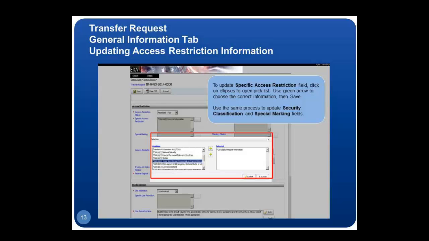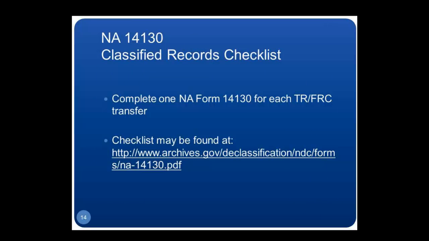Back in the whole classified records arena, I did want to mention again that the National Archives Form 14130 is a requirement now. We do need to have that for classified or formerly classified records. It's readily available on the archives.gov website. The National Declassification Center is available to discuss that with you and how it's properly used.